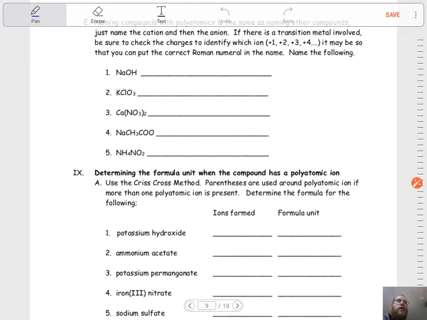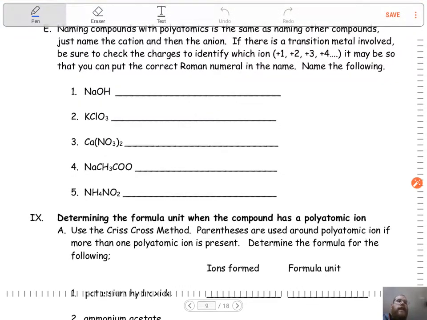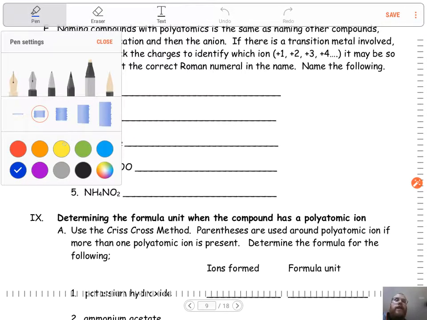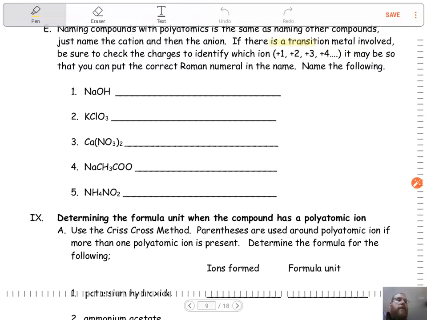Now, in terms of naming compounds that contain a polyatomic ion, it's very similar. It's the same as doing the other ionics, the binary ones. We're going to put the two ions together with their names, and that's it. But remember, if there's a transition metal, you have to make sure you have the charges. Be sure to check the charges are in your name.